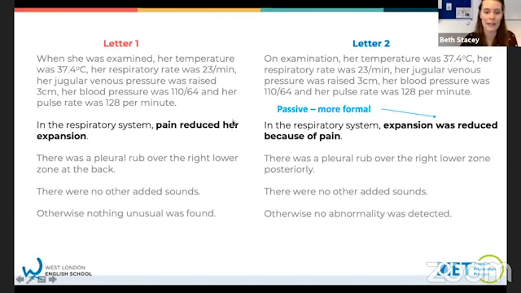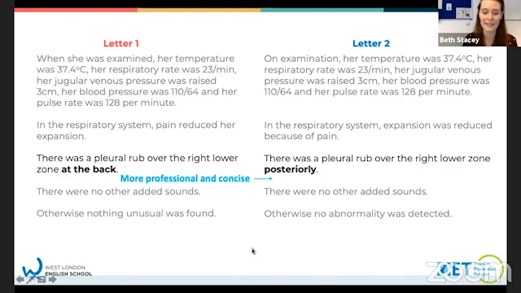If we have a look at the next paragraph, again, we've got the passive used, "expansion was reduced," and the reason it was reduced was because of the pain, rather than "the pain reduced her expansion." In this case, the passive is better because it's the expansion being reduced that is very important. Of course, the pain is slightly important, but the expansion is the main thing that we want the reader, the recipient, to focus on.